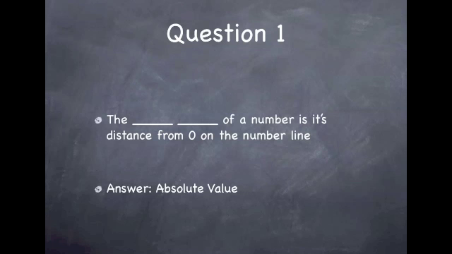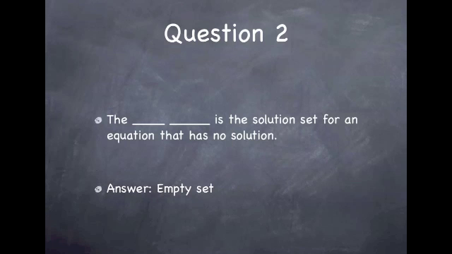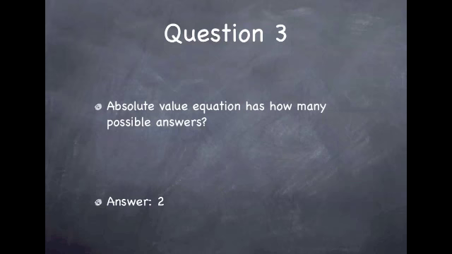Question 1. The blank blank of a number is its distance from 0 on the number line. The answer is absolute value. Question 2. The blank blank is the solution set for an equation that has no solution. The answer is empty set. Question 3. An absolute value equation has how many possible answers? The answer is 2.